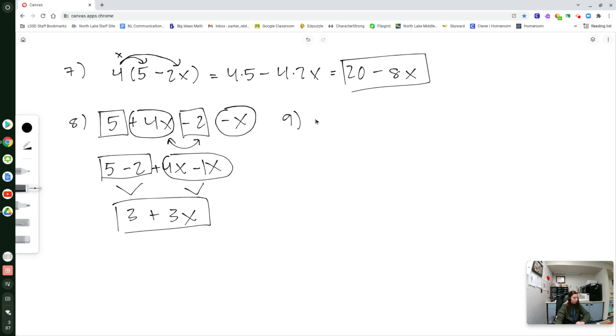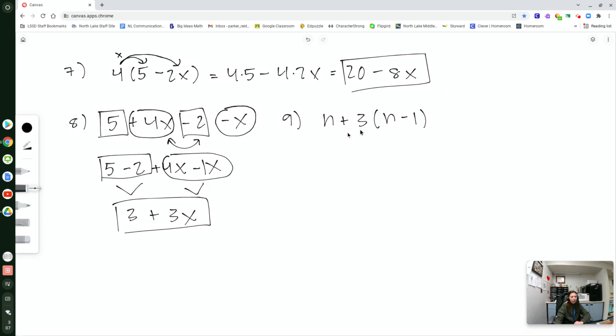And finally, question number 9. I have n plus 3 multiplied by the group n minus 1. And I'm going to use both the distributive property and combining like terms to simplify this. So first, I'm going to use the distributive property because I have a number touching a parentheses. It's multiplied by the group.